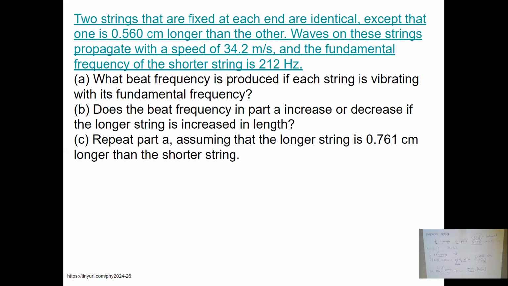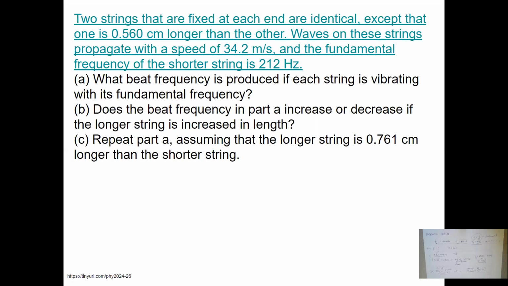So basically, you're given one fundamental frequency, you're looking for the other one, and you'll be taking the difference of the two. That's the beat frequency. That's part A. Part B: does the beat frequency in part A increase or decrease if the longer string is increased in length? Repeat part A, assuming that the longer string is 0.761 centimeter longer than the shorter one.